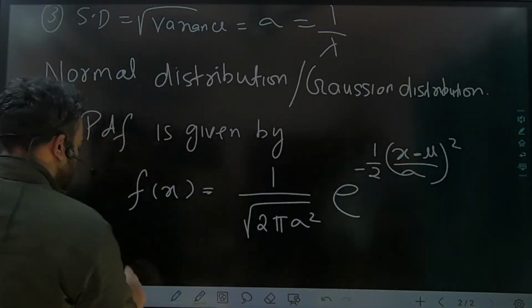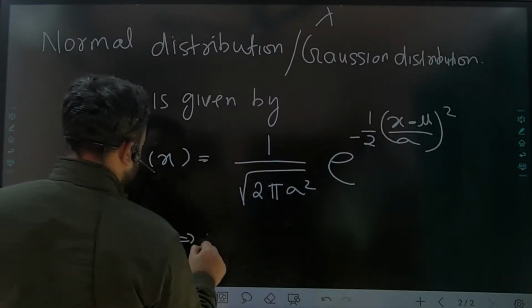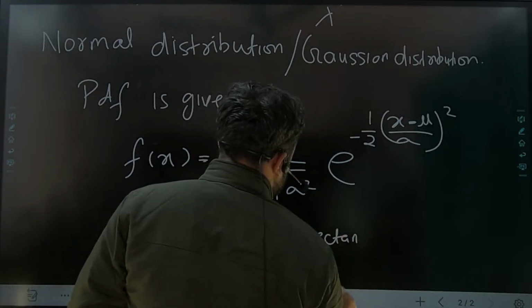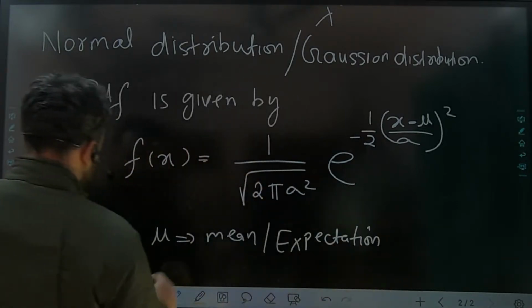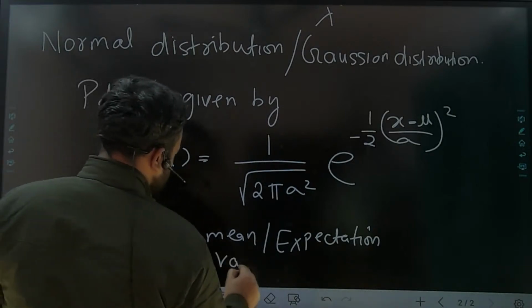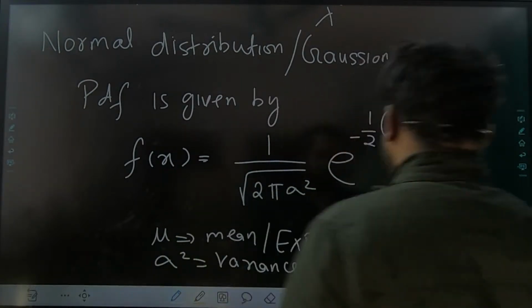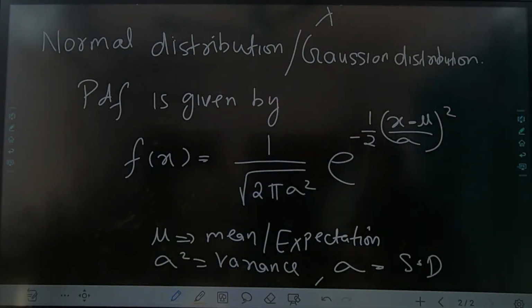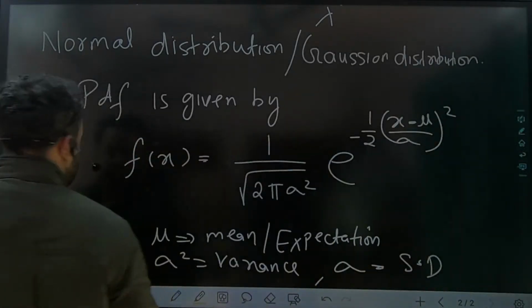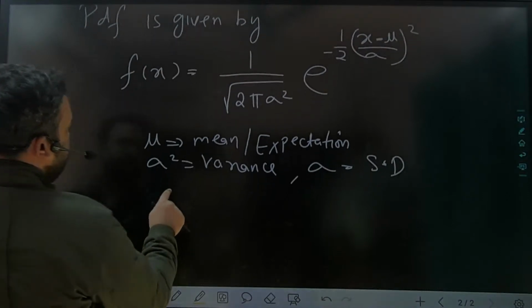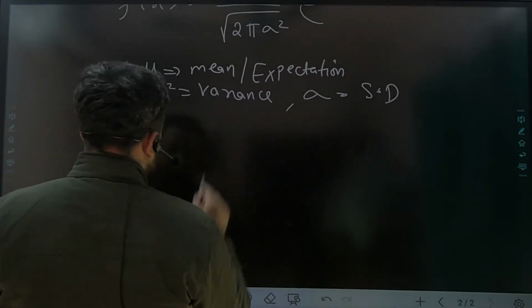So what is mu and all? This mu is nothing but the mean or expectation. Then we have sigma square, which is nothing but the variance, and sigma, which is the standard deviation. Now, if you try to plot this, you will get a very nice bell-shaped curve, symmetrical about the mean, like this.